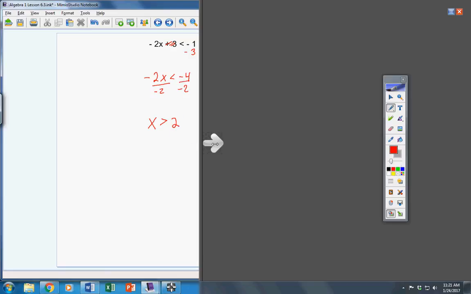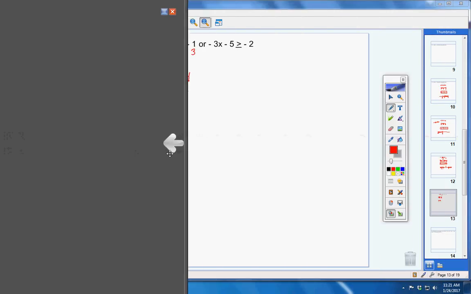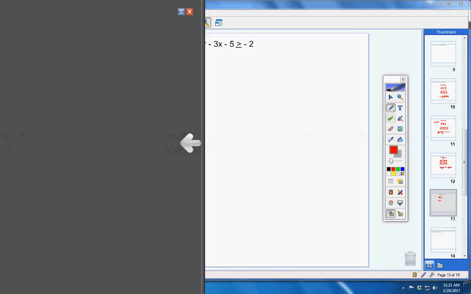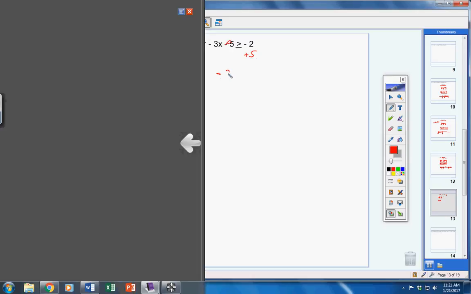Alright, now let's work on the other side. Okay, here we go. Bring the negative 5 over and make it a positive 5. And you're left with negative 3x is greater than or equal to 3. Okay, divide both sides by a negative 3. These cancel, you're left with x. Be sure and turn the arrow because you're dividing by a negative number.